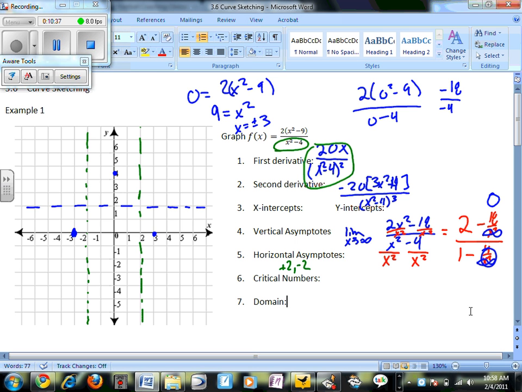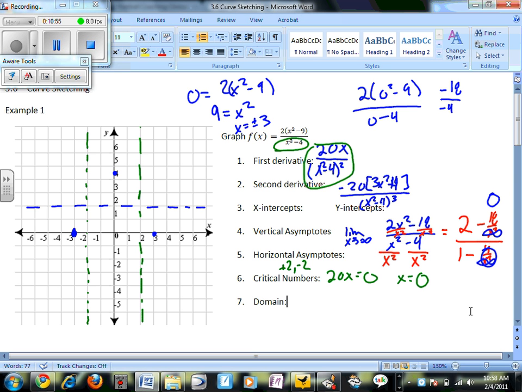Also, then, when is it going to equal 0? So we set the top equal to 0. So 20x equals 0, so x equals 0. We have a critical number at x equal to 0. And then the domain is going to be all real numbers except for plus or minus 2, right? Because it makes it undefined there.